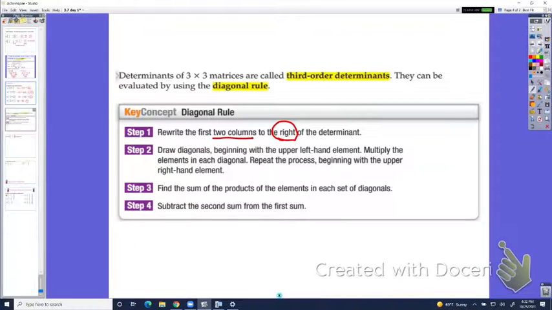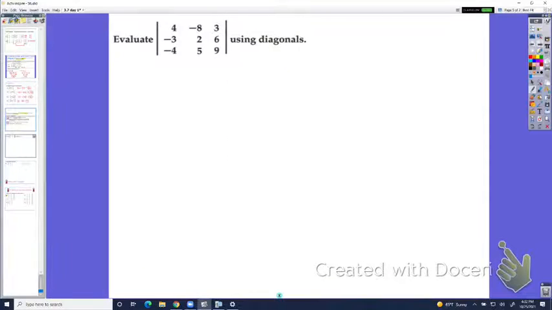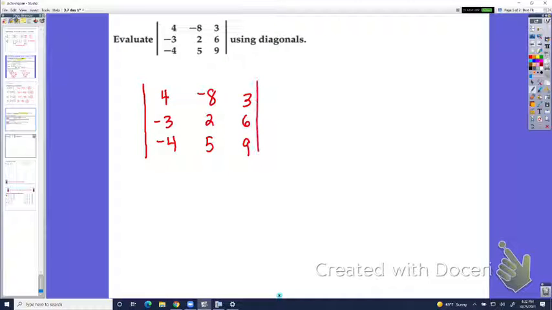So let's look at an example here. I'm going to copy this down. 4, -3, -4, -8, 2 and 5, 3, 6, 9. So be careful when you write that down. I'm going to take the first 2 columns, which are these 2, and I'm going to rewrite them to the right of my determinant. So this is going to be a 4, -3, -4, and then the second column was -8, a 2, and a 5.